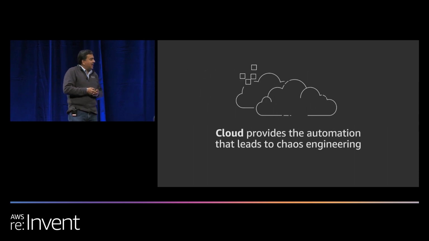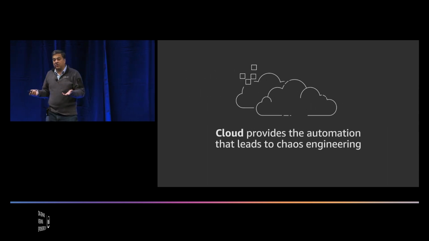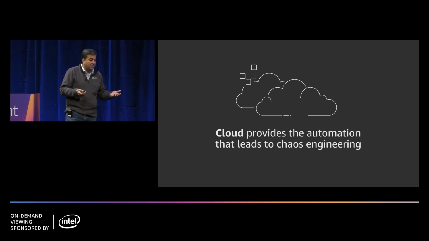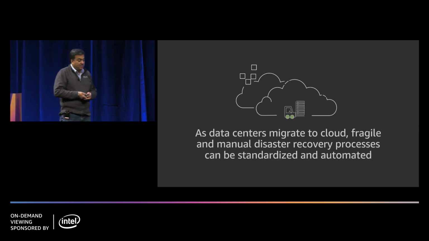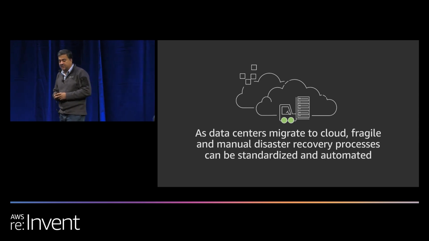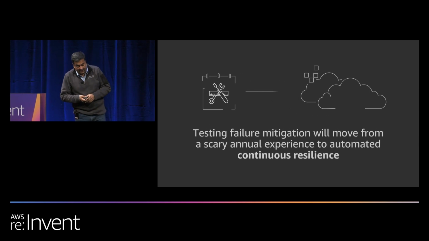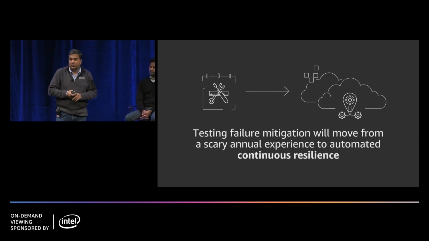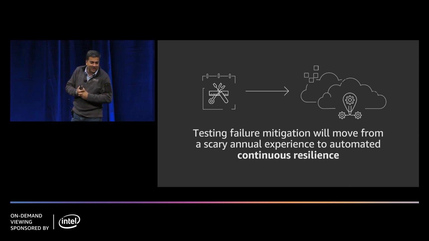Include that. Finally, I will just say about the platform. AWS is a platform where it leads to a lot of automation because it's an API-driven platform. So you can automate a lot of this stuff. Basically, build your disaster recovery processes not as manual processes, but as automated tasks and standardized automation. And finally, practice continuous resilience, and don't look for that one scary event of failure once a year.